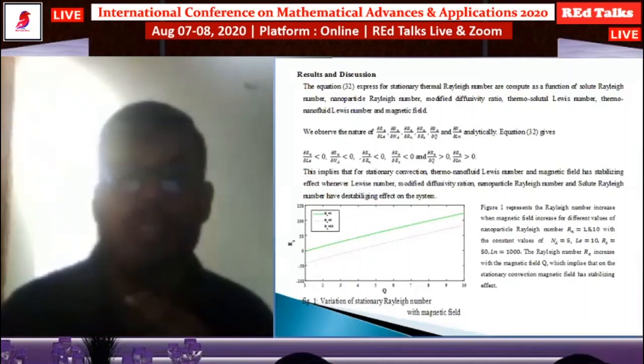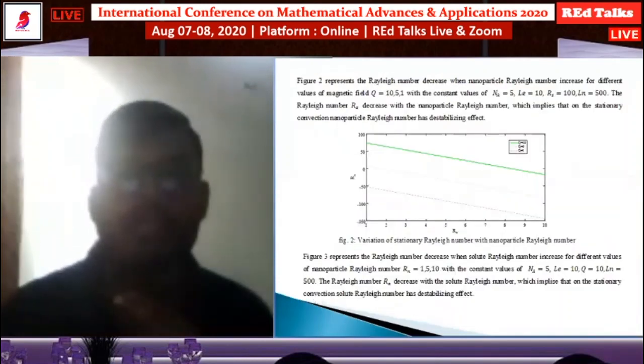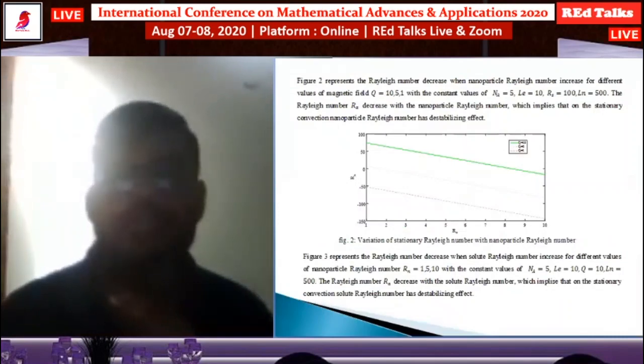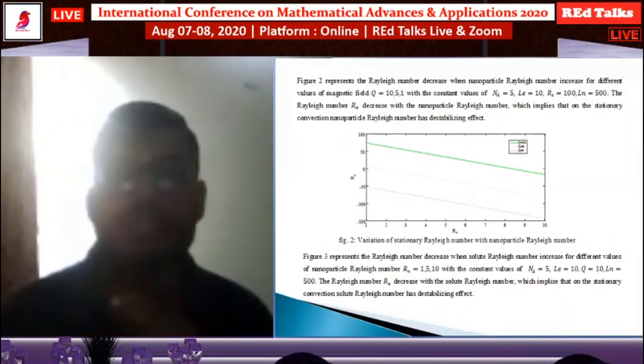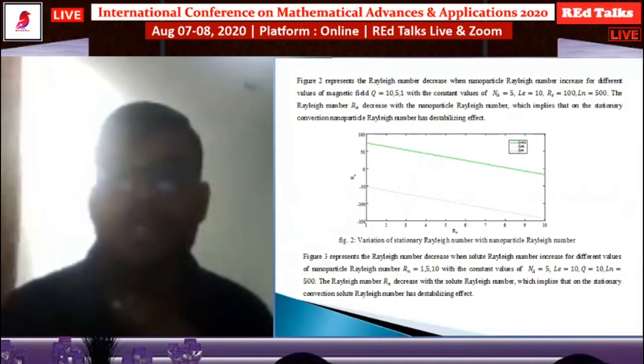The Rayleigh number Ra increases with the magnetic field Q, which implies that on the stationary convection the magnetic field has a stabilizing effect. Figure 2 represents the Rayleigh number decreasing when the nanoparticle Rayleigh number increases, for different values of magnetic field Q equal to 10, 5, 1, with constant values of Na, Le, Rs, Ln. The Rayleigh number Ra decreases with the nanoparticle Rayleigh number, which implies that on stationary convection the nanoparticle Rayleigh number has a destabilizing effect.